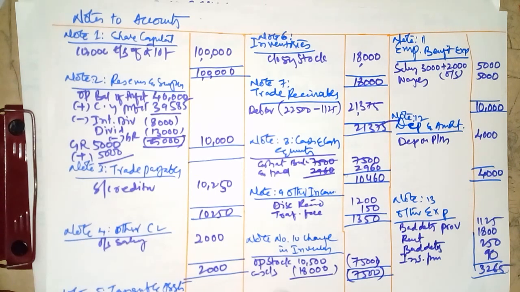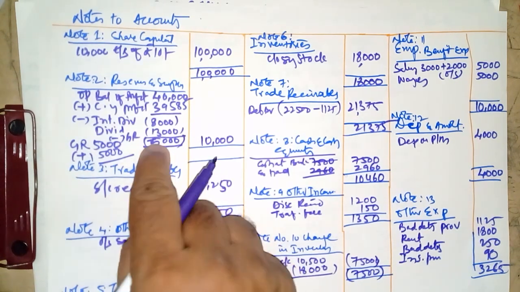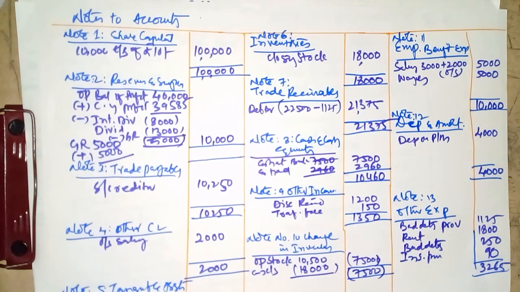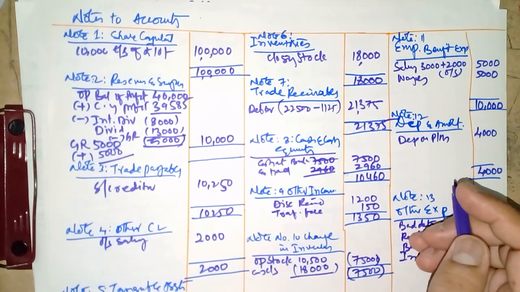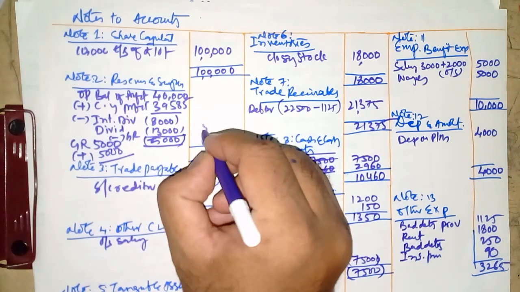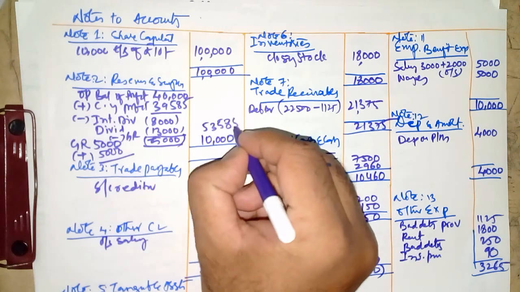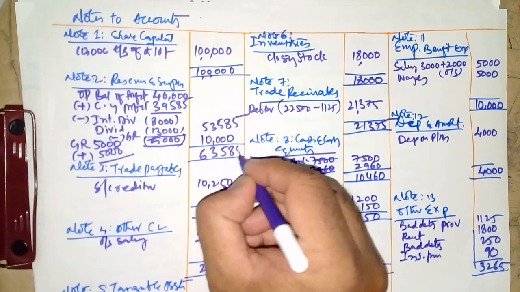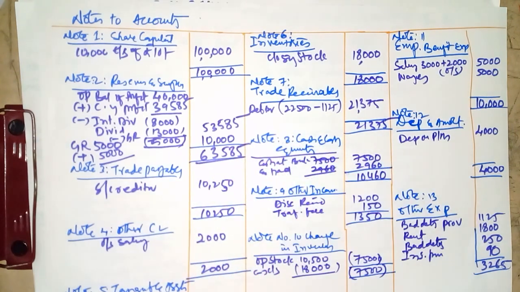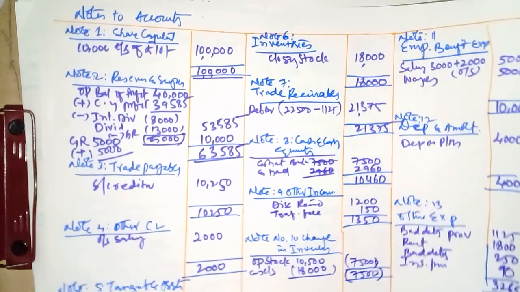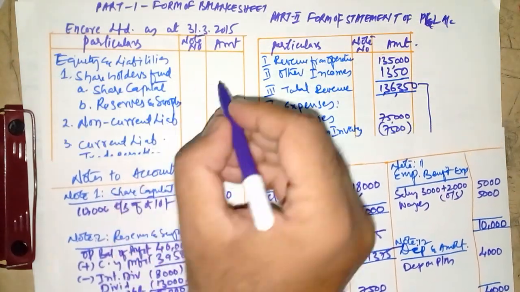So together we get 58,585 minus 5,000 reserve, transfer to reserve. So we'll get 53,585, right? So this 53,585 is the profit balance. So I'll write 53,585 plus this reserve that comes to 63,585, right? So once you calculate this reserve, then we will go to the balance sheet first.